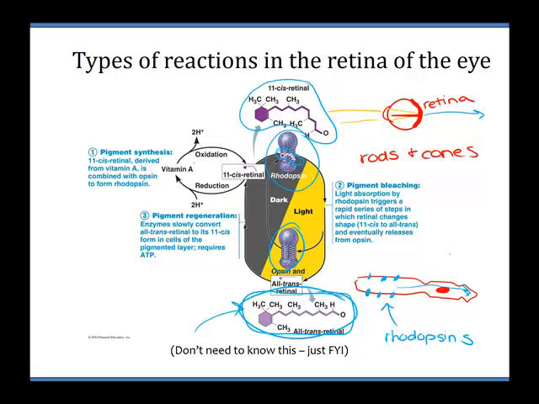We regenerate it by taking vitamin A and oxidizing the vitamin A into retinal. This is why we need vitamin A in our diet, and we need a pretty constant supply of vitamin A so we can supply our rhodopsin transmembrane proteins with their retinol so we can see. Without retinol, we have no sight. Without vitamin A, no sight.